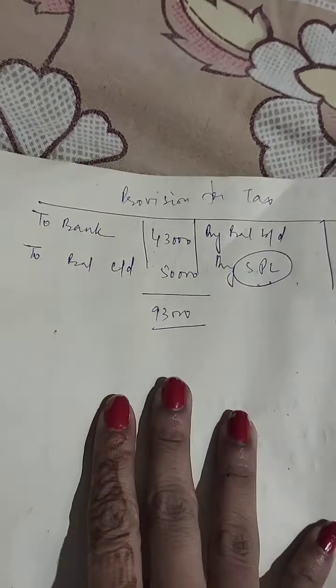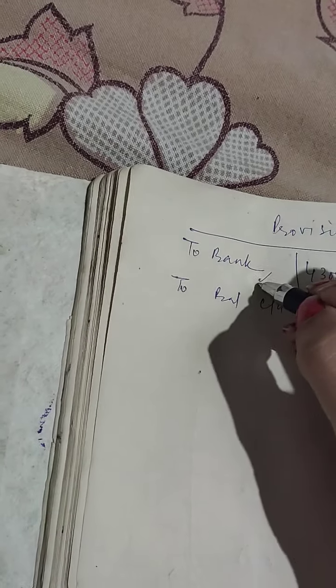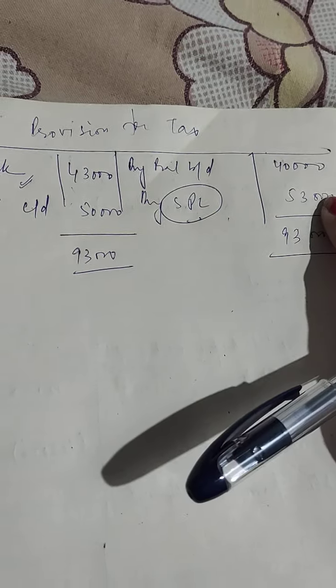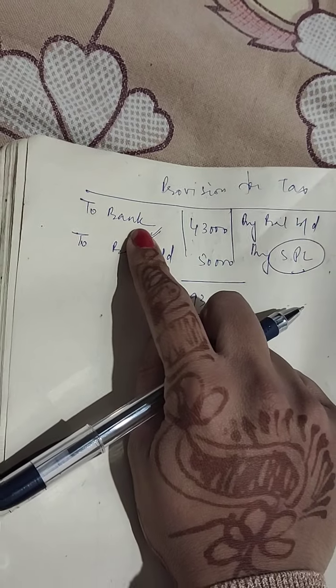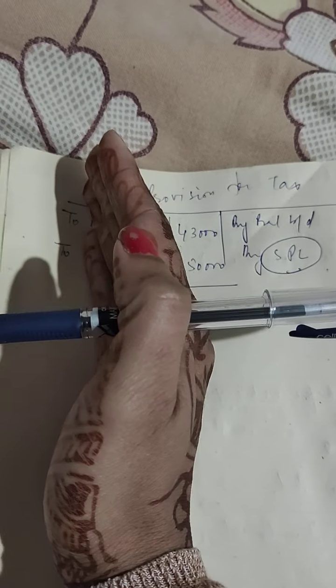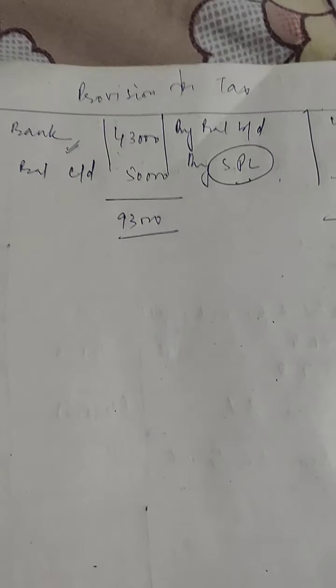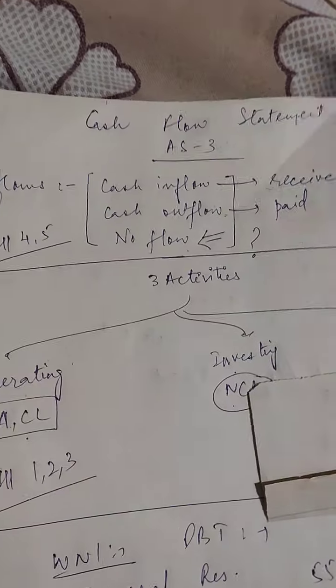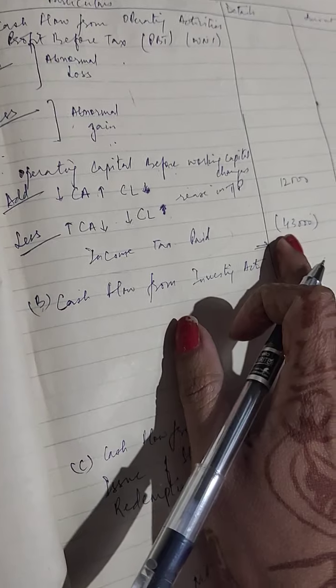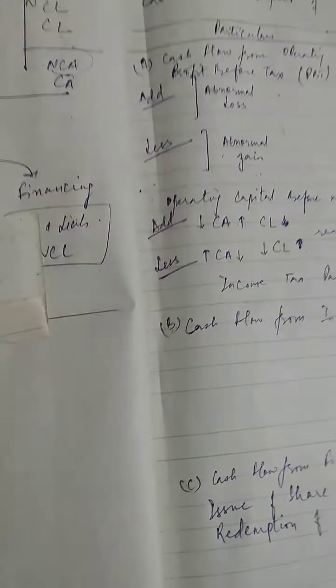So there can be 3 conditions in the question. Either this is given, you do the total and calculate the balancing figure as SPL. If this is given, do the total and calculate the income tax paid as a balancing figure. If both are not given, then you need to put the opening balance to bank and the closing balance by SPL. So I have to post 53 and 43. I have posted both, 53,000 here and 43,000 there. My double entry has been done.